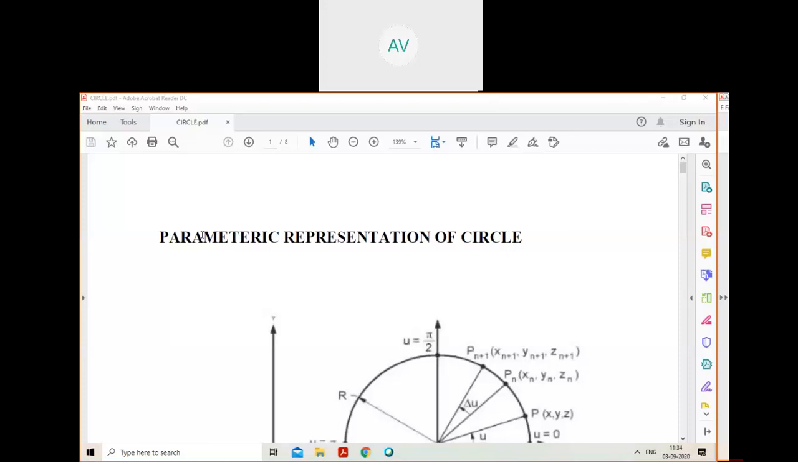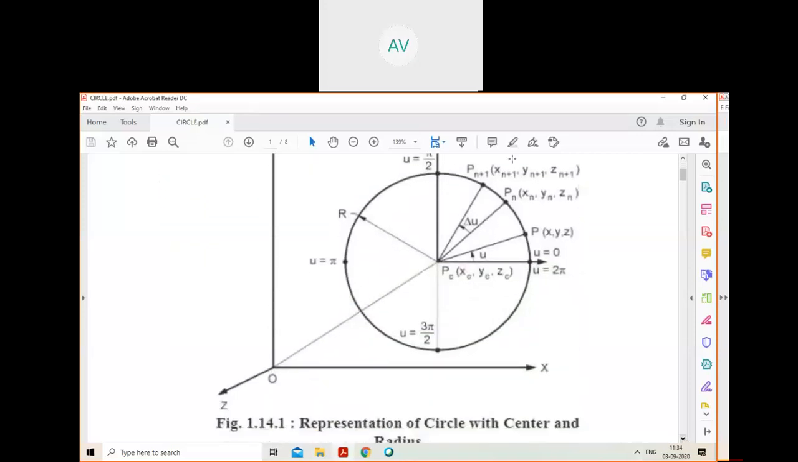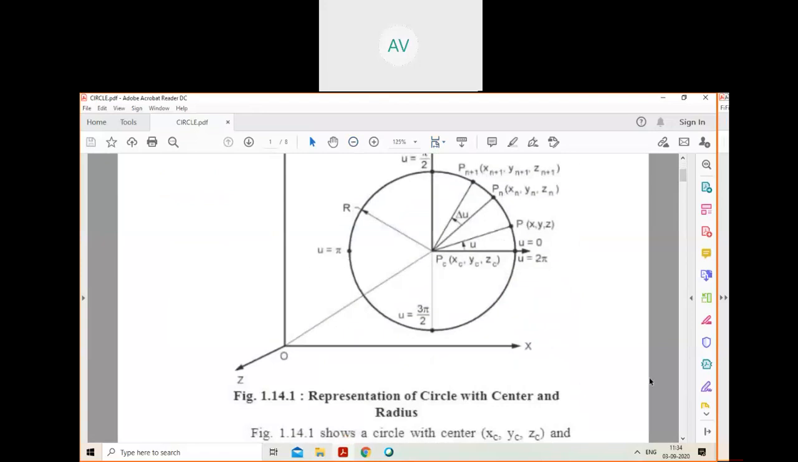In the last lecture, we have seen the parametric representation of lines, and today we will see the parametric representation of a circle. First of all, see the figure. See this figure.